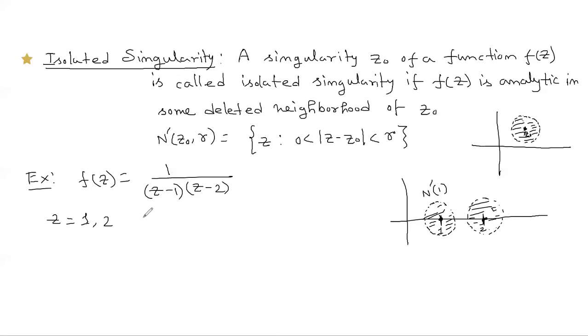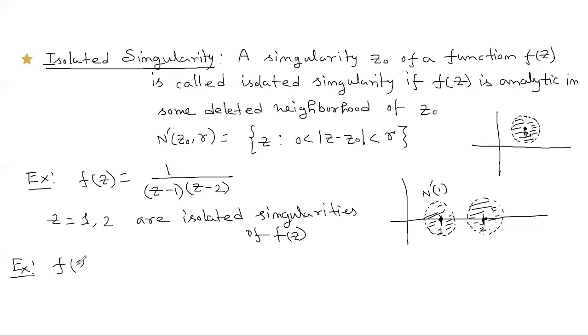So 1 and 2 are isolated singularities of the function f(z). Similarly, if we take f(z) equal to 1 by sin z.